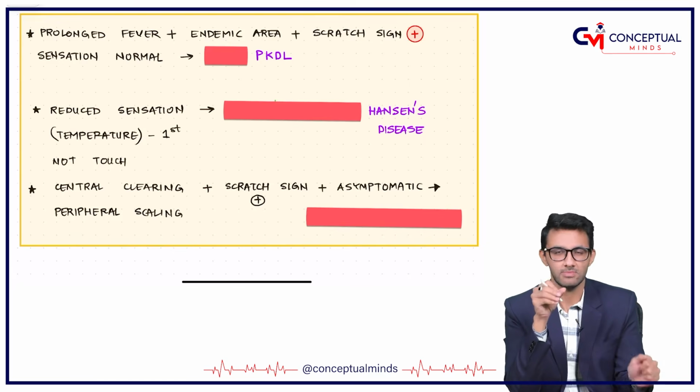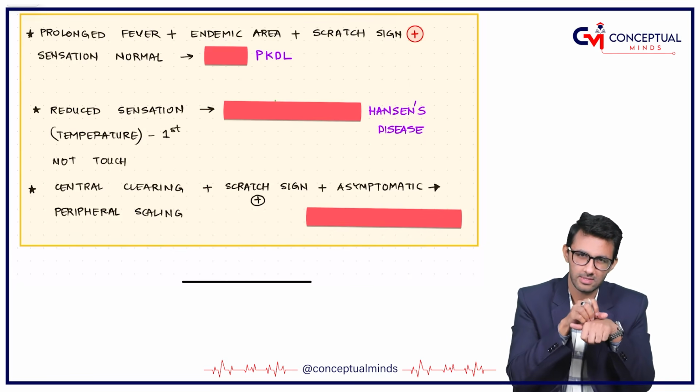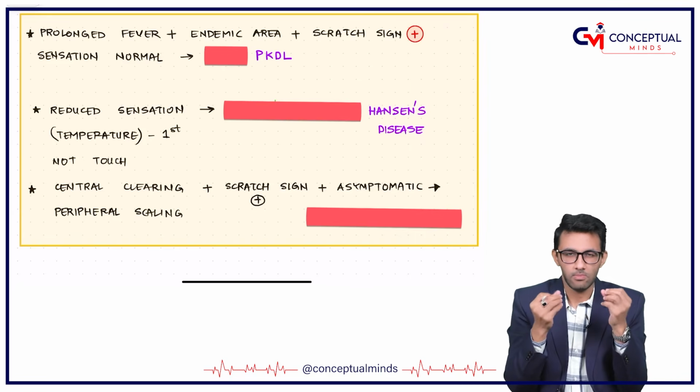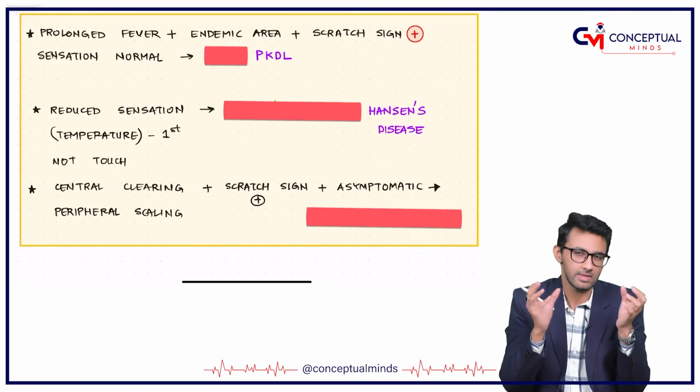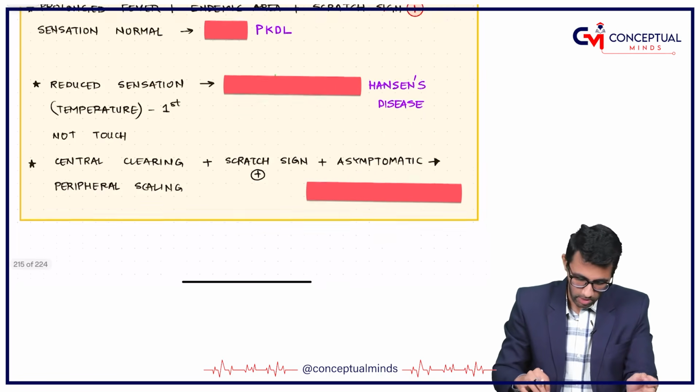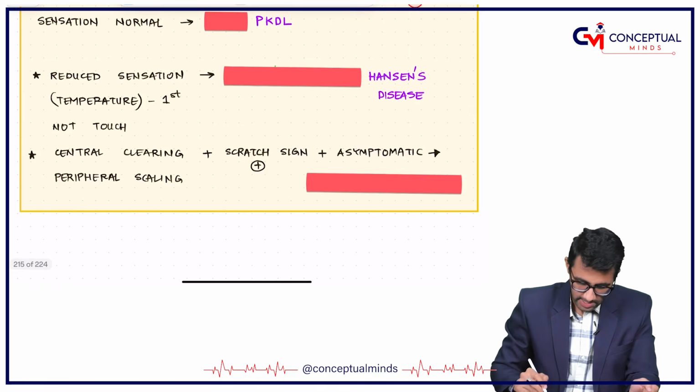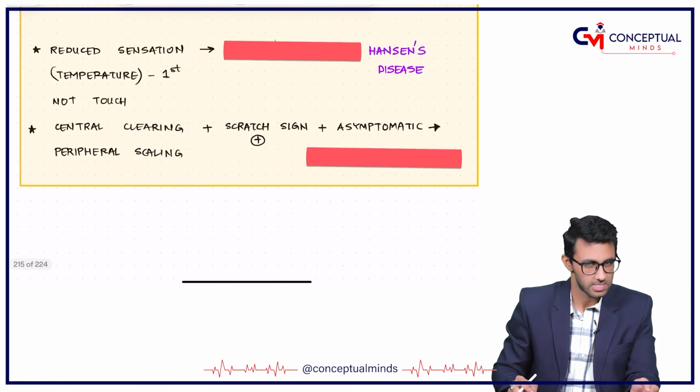So what's happening is the lesions, when we ask the patient to just scratch on it, the lesions become more pronounced. That is what it means to have a scratch sign positive. In which conditions do we have this? This is pityriasis versicolor, right?